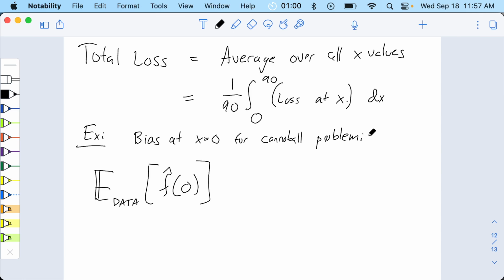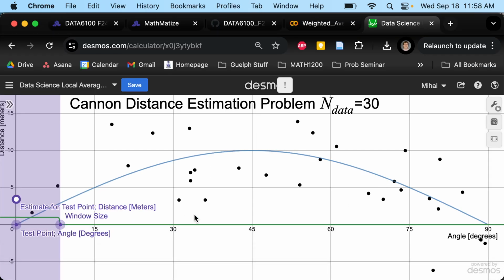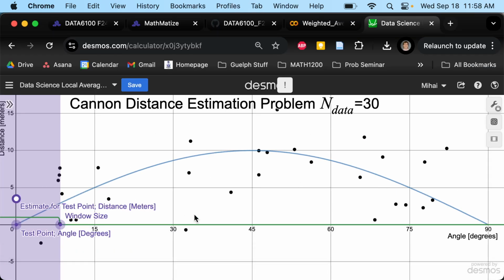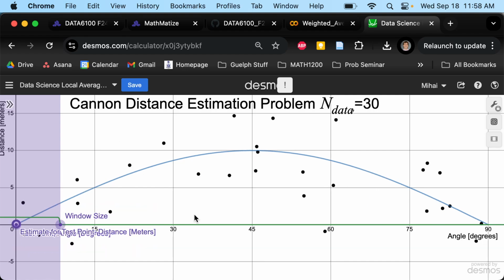Okay, so at f hat of 0, I claim that the average is going to be the integral from 0 to 10 of 1 over 10 times f of x dx. And what this represents is to take the true value and take the average value of the true thing between x equals 0 and x equals 10. So if you look at the picture, what's going on is we're getting a point randomly between here, and that point, on average, is not above the blue line or below the blue line. On average, it's exactly this blue line.